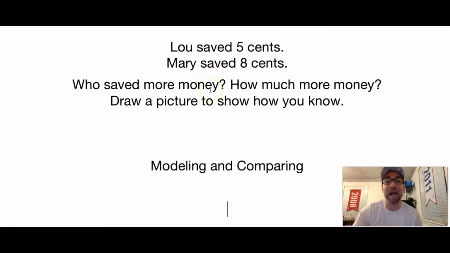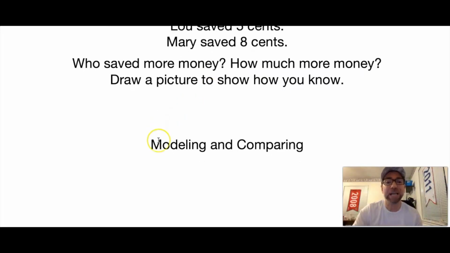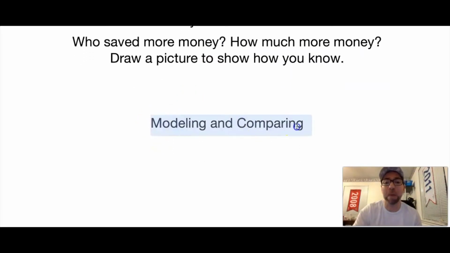Lou saved 5 cents. Well, one of the strategies that I like to use is called modeling and comparing. I can actually draw the pennies. So I'm going to have Lou. Lou saved 5 pennies. And I'm going to draw those 5 pennies in a nice straight line. Look how pretty that looks. You might want to do this on your whiteboard if you didn't draw any pennies.